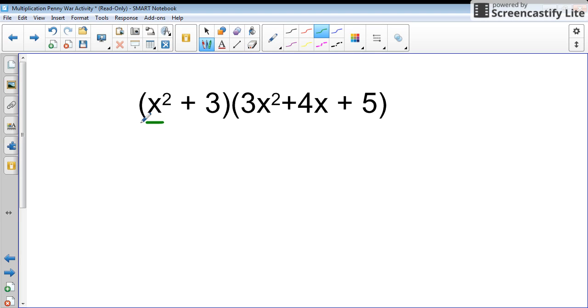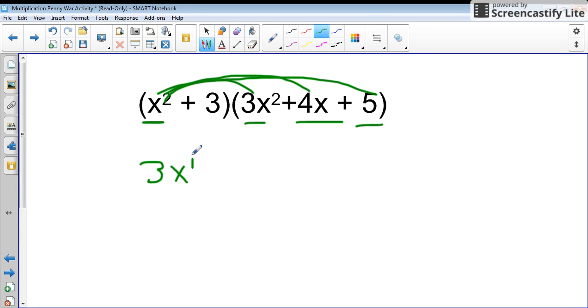Always start with this guy and then multiply it by each thing. So just start by distributing this first one. Can you go ahead and tell me what you would get if you did x squared times 3x squared, x squared times 4x, x squared times 5? Just keep the plus signs between them. No negatives for now. If you did that correctly, you should have gotten 3x to the fourth.